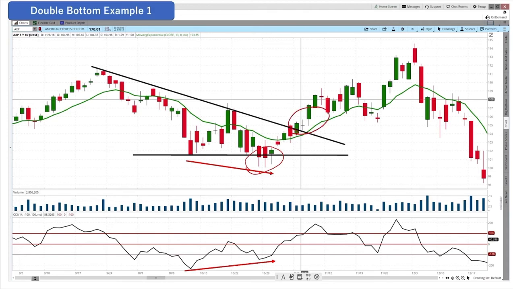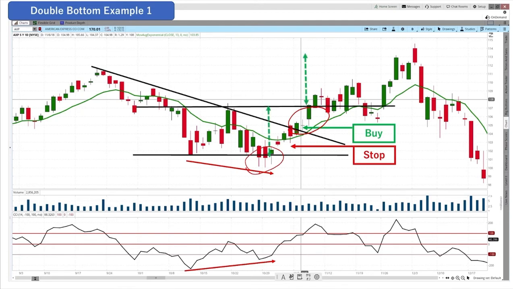After confirmation of the 3 trading rules, we could prepare to enter a test buy here, where we forecast this is most likely a double bottom pattern. Place a stop loss and measure your profit target right in here.